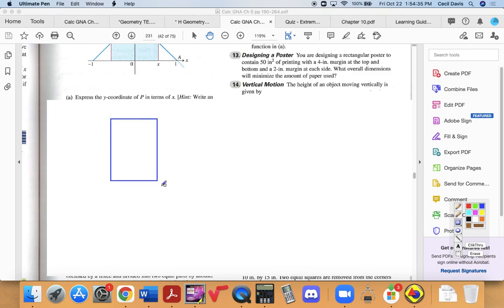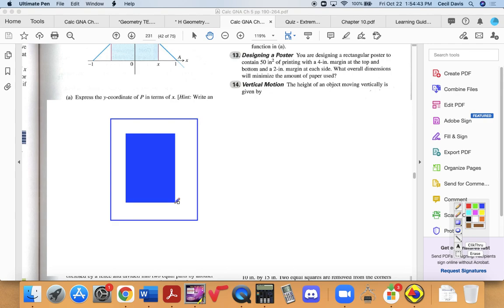So we're going to have our piece of paper, we're going to have our printing, or it looks sort of like that. So if we make this x and this y, then this would be x plus 4 and this would be y plus 8. Then our secondary equation would be just xy is equal to 50, which is much nicer to simplify that way. Okay?